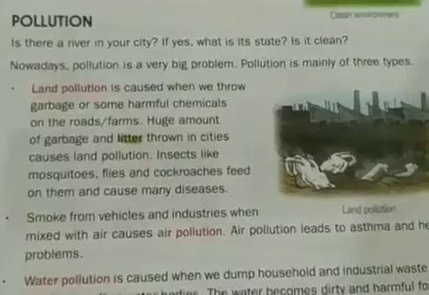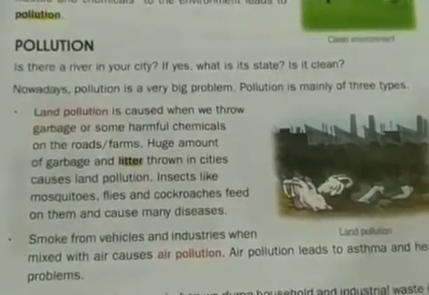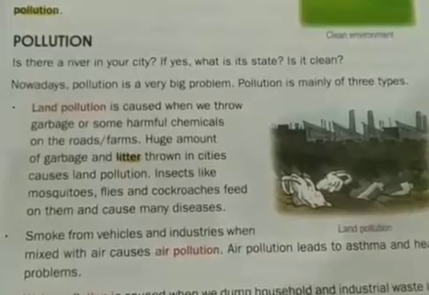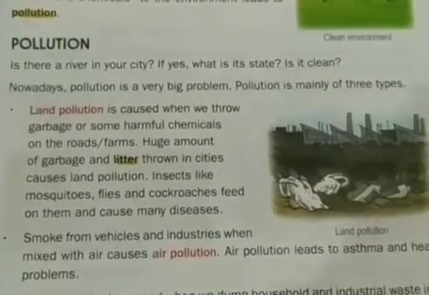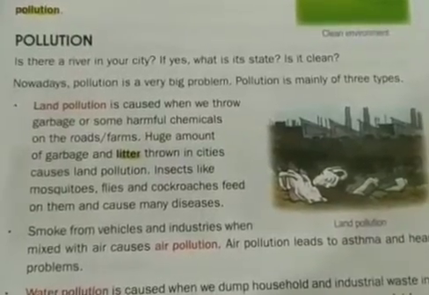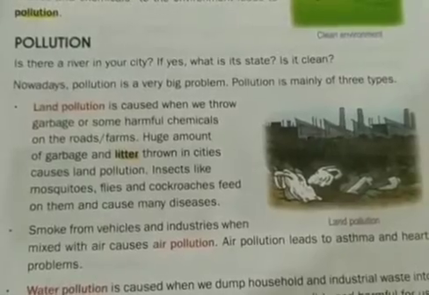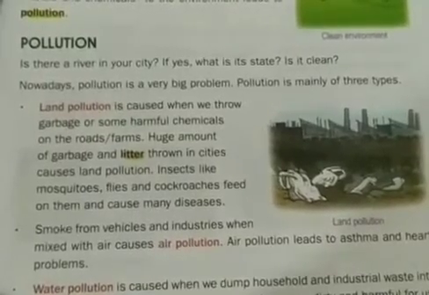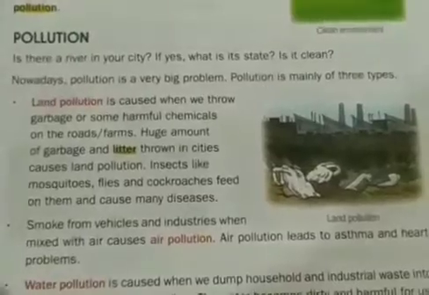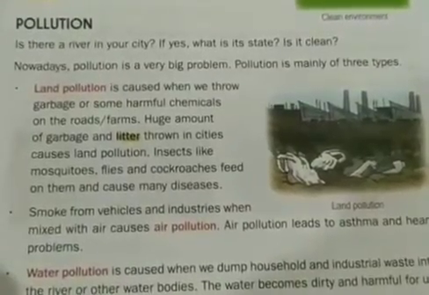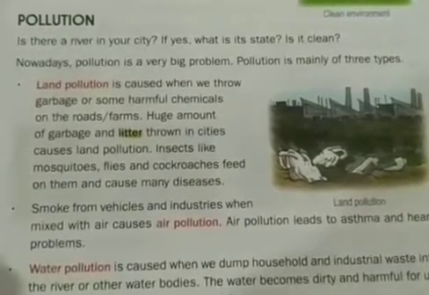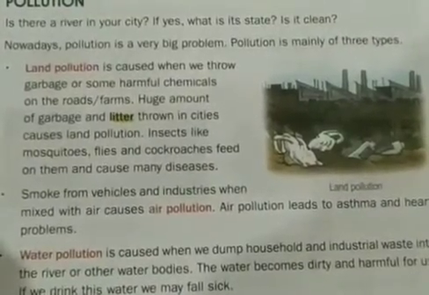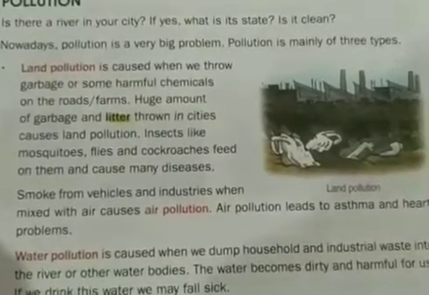So, how is land pollution caused? By throwing garbage on the land, by throwing harmful materials on the roads and on the farms. And litter means the solid garbage. So we throw vegetables, fruits or some chemical things on the road, and if we do so, lands get polluted. Mosquitoes, flies and cockroaches feed on them. Okay, and after that they come to our home and it affects us, isn't it? And through this we may fall ill.